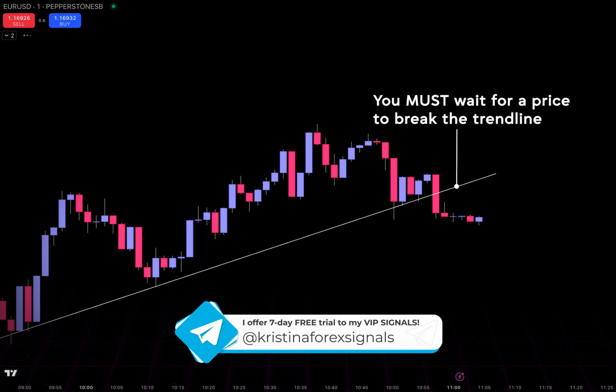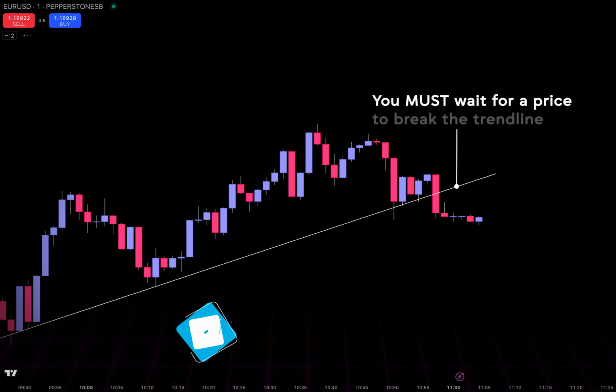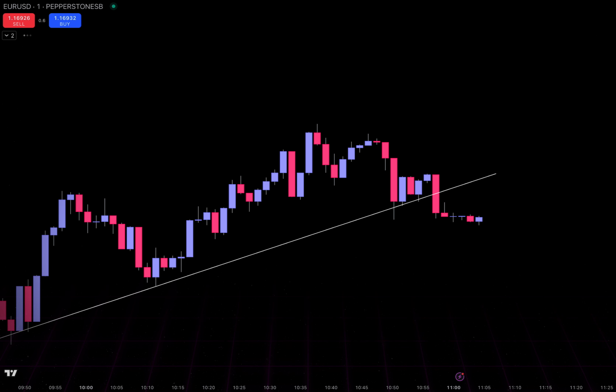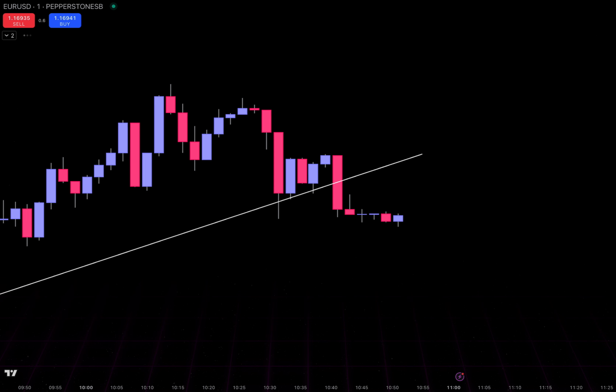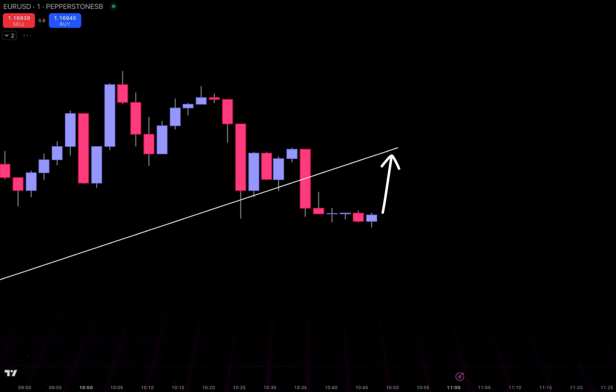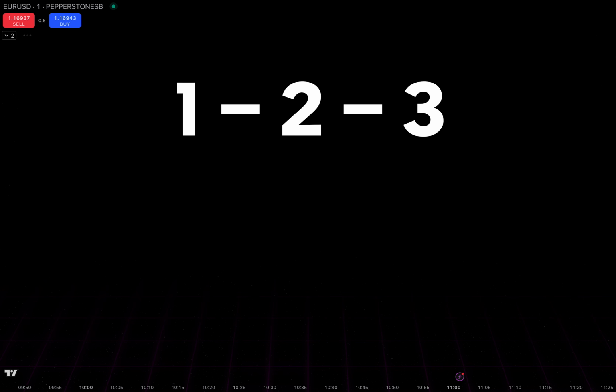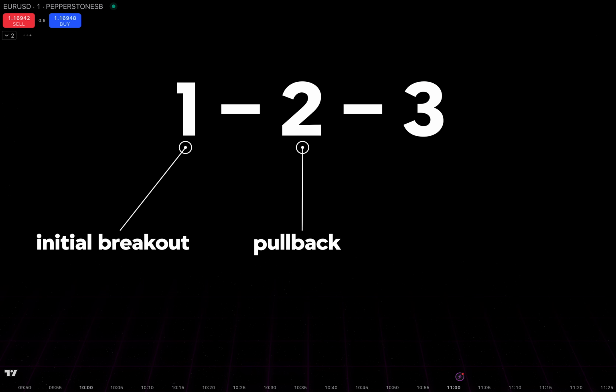So now that we have clearly identified our opportunity zone, the next step is absolutely critical. What I mean by that is that instead of rushing straight into the trade at potentially poor prices, we patiently wait for the market to pull back and retest our clearly defined opportunity zone. I call this powerful trading confirmation the 1, 2, 3 pattern, which involves the initial breakout, a brief pullback, and finally a continuation move.